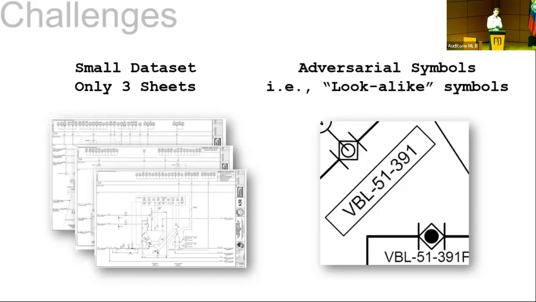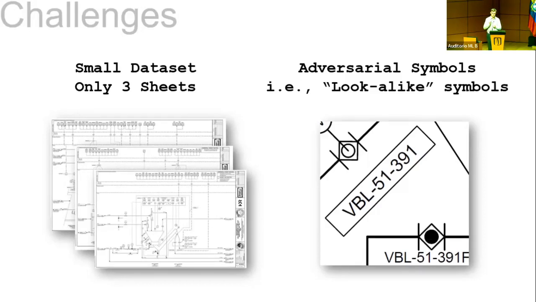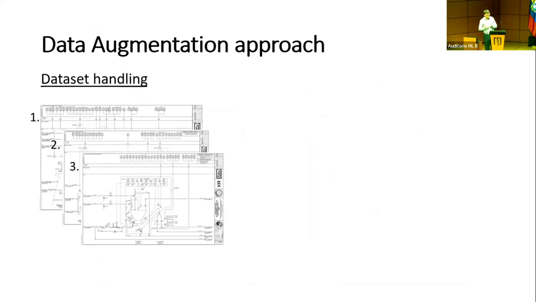And then the second problem, I'll explain later on, is adversarial symbols. These are symbols that look very similar, but actually represent different types of valves. And we kind of tailored our method to deal with these specifically. So dealing with the first challenge, you can't train a deep neural network with so little data. So we implemented data augmentation to create a large synthetic data set.